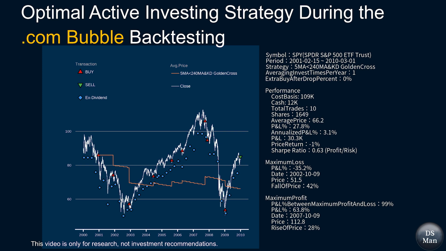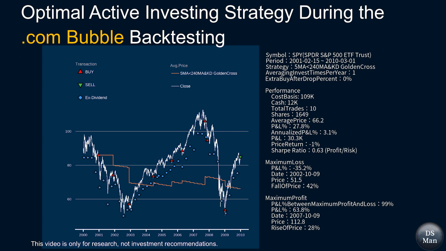Performance highlights. Total return, plus 27.8%. Annualized return, 3.1%. Sharpe ratio, profit/risk 0.63. Unlike a simple buy and hold approach, this strategy successfully navigates market volatility, leading to better risk-adjusted returns.